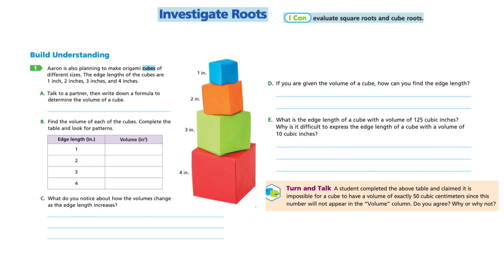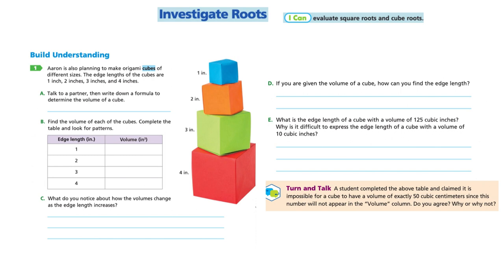So here they want you to write down the formula of a cube. They want you to fill out this table in B. What did you notice about the volume changes as the edge length increases? And then D, if you were given the volume of a cube, how can you find the edge length? So you're kind of working backwards or thinking that way. E, what is the edge length of a cube with a volume of 125 cubic inches? And why is it difficult to express the edge length of a cube with a volume of 10 cubic inches? So pause here, work on those, and then we'll come back and write them out together.